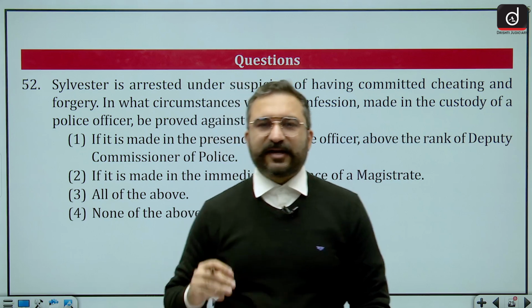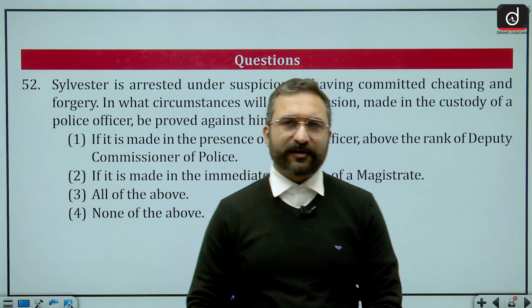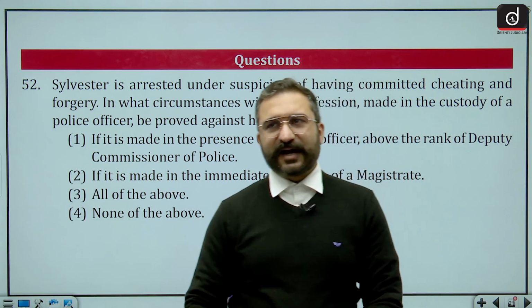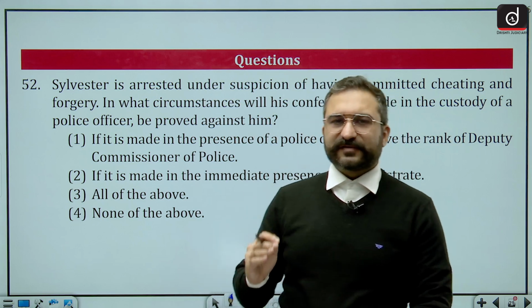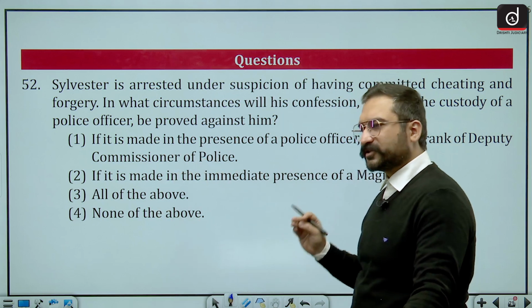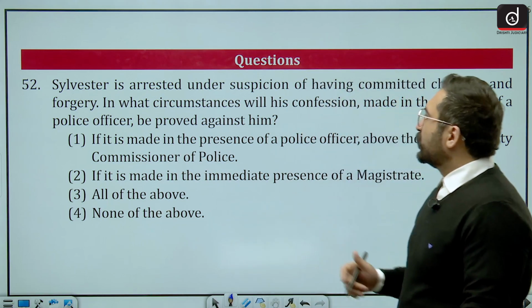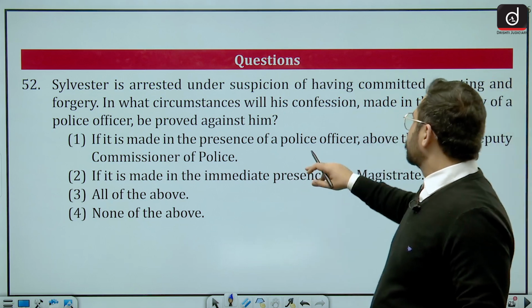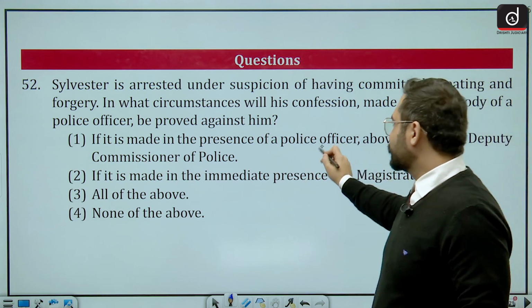So it is not that a constable is not an officer, because you generally consider that officers are above the rank of, starting from the rank of ASI. It is not the case. The police officers are from constable to DGP. Everyone is a police officer. And so if you make a confession before them, it is not proved. It cannot be proved in the court, because of other things that we will discuss when we are discussing that topic. If it is made in the presence above the rank of DCP, there is nothing like that.